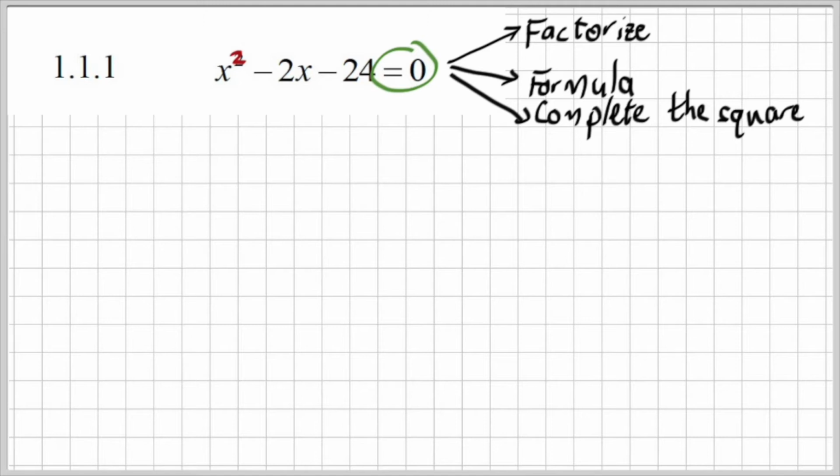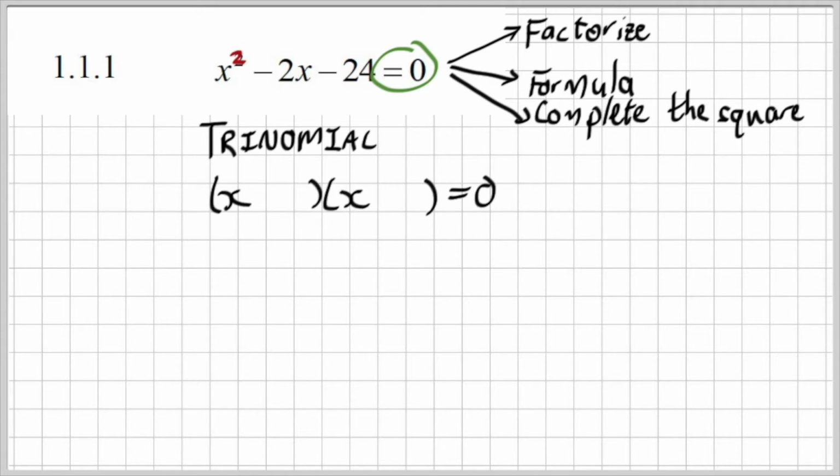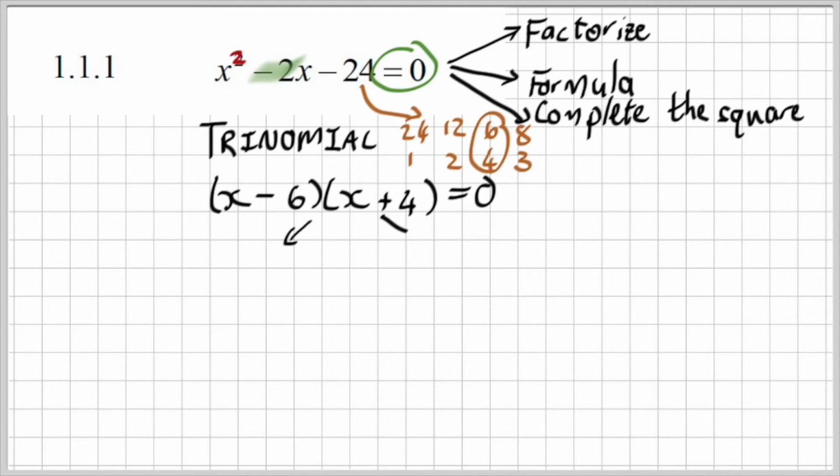I'm going to start by factorizing a trinomial. So, of course, we're going to start with the x and the x to give me x squared. Looking at the factor pairs of 24, I'm going to pick the one that is 2 from each other. In other words, where the difference between them is 2, because I want to get to that 2 there. So I'm going to say, well, x minus 6 is 0 or x plus 4 is 0. Leaving me with x equal to 6 or x equal to negative 4.